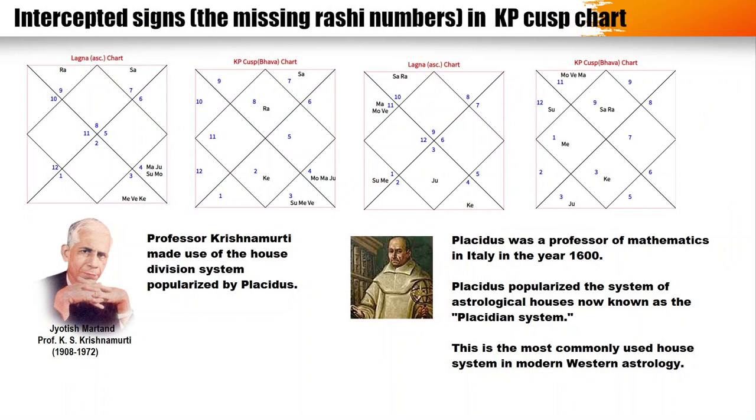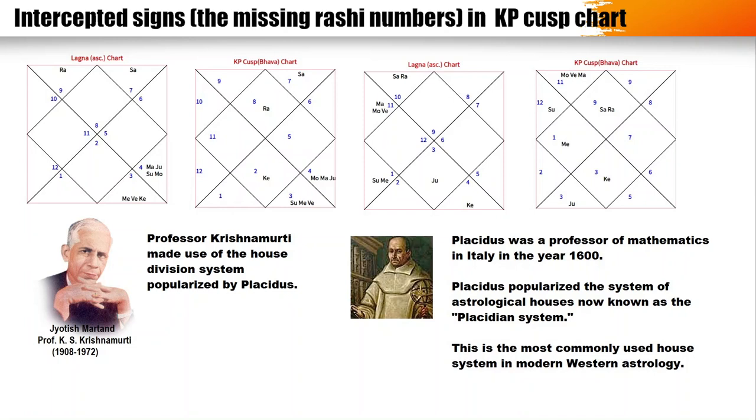Hi friends, we are going to talk about the intercepted signs in the KP cusp chart. We call it the KP cusp chart, sometimes the KP chalit chart, sometimes the KP bhav chalit, or simply the KP chalit or the bhav chalit.